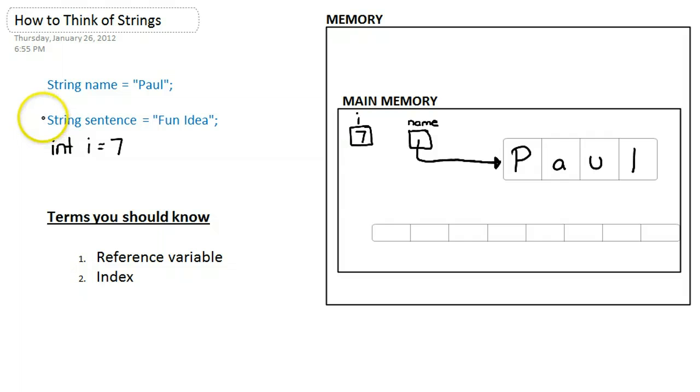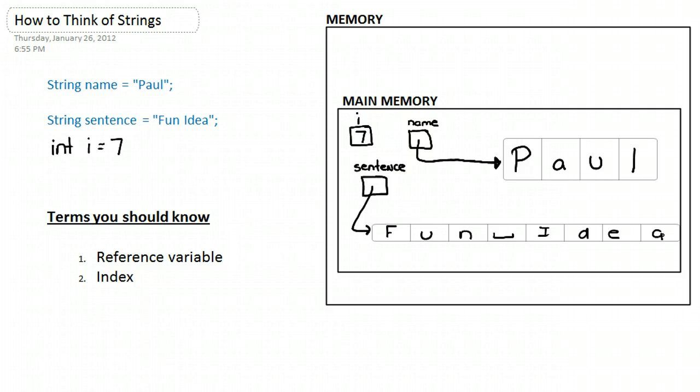Likewise, with this second statement, string sentence equals fun idea, it's going to create a location called sentence. That's the name of the variable, and then it's going to reference or point to where the letters are stored. In this case, it's going to be F, U, N with a space, and often in Java we'll represent a space like this, idea, I, D, E, A. And that is why these are called reference variables, because the variable location doesn't store the actual word, it stores the memory location where the word is stored.